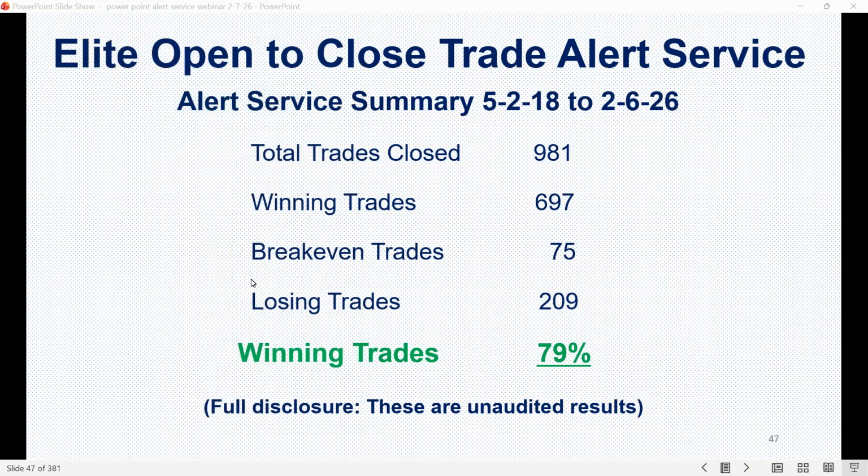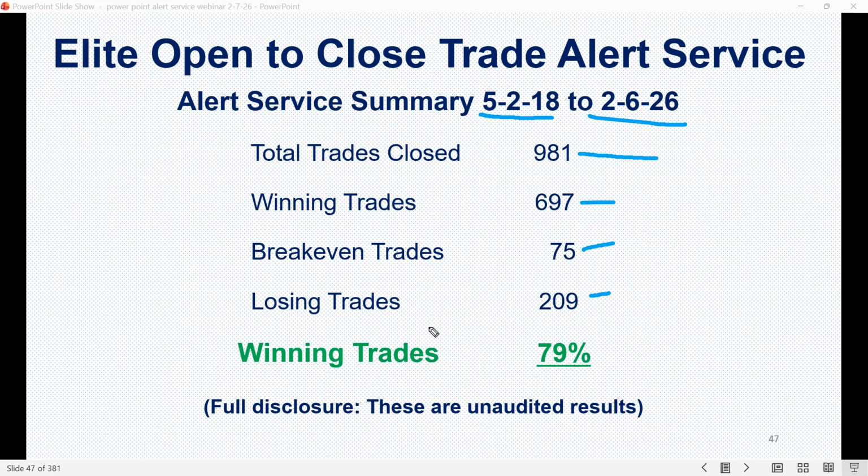Now, here's a summary of the alert services. I showed you this briefly a few minutes ago, but here's just to recap. Back when I started the first alert in May 2018, through yesterday's close, we've had 281 trades that we've closed out. 697 have been winners, 75 have been break even, 209 of those have been losers.